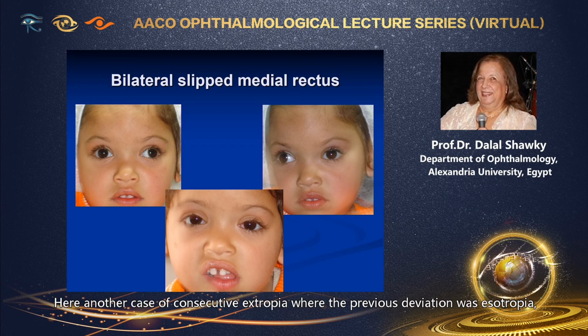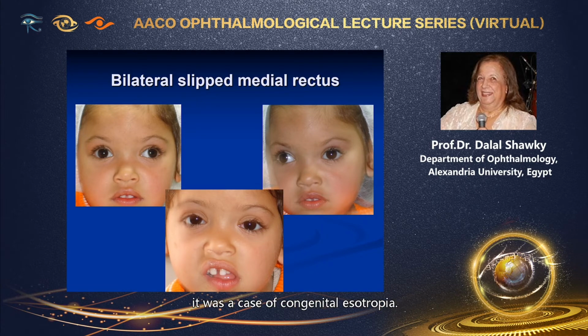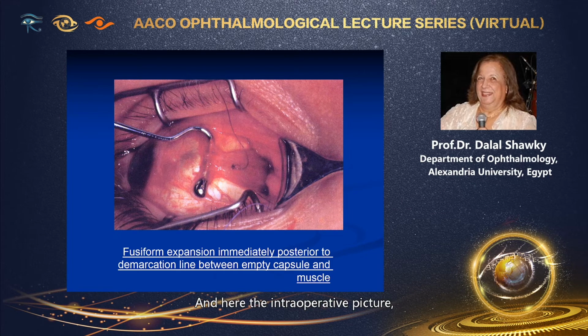Here, another case of consecutive exotropia where the previous deviation was esotropia. It was a case of congenital esotropia, and there was a bilateral slipped medial rectus muscle. And here, the intraoperative picture: there was a fusiform expansion immediately posterior to the demarcation line between the empty capsule and the muscle. The muscle is retrieved and reattached again to the insertion tendon.